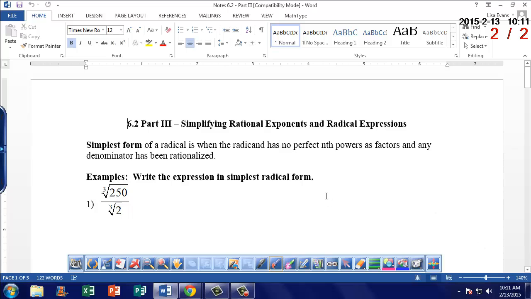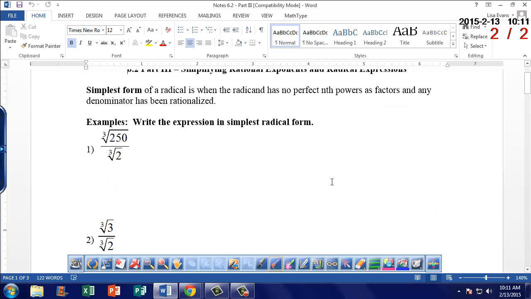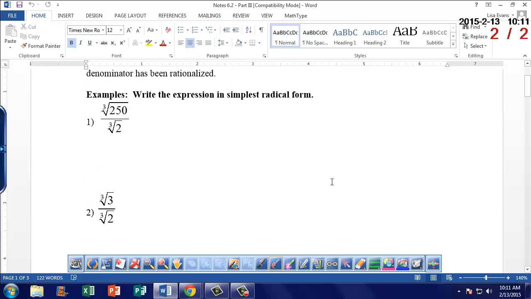Now, if you can go ahead and divide. So this problem, pretty easy. I can divide 2 into 250. The reason I'm able to do that is because they have the same root. They're both cubed root. So when I do that, I get the cubed root of 125. I can take the cubed root of 125, and the answer is 5. Now this problem, I can't divide 2 into 3.